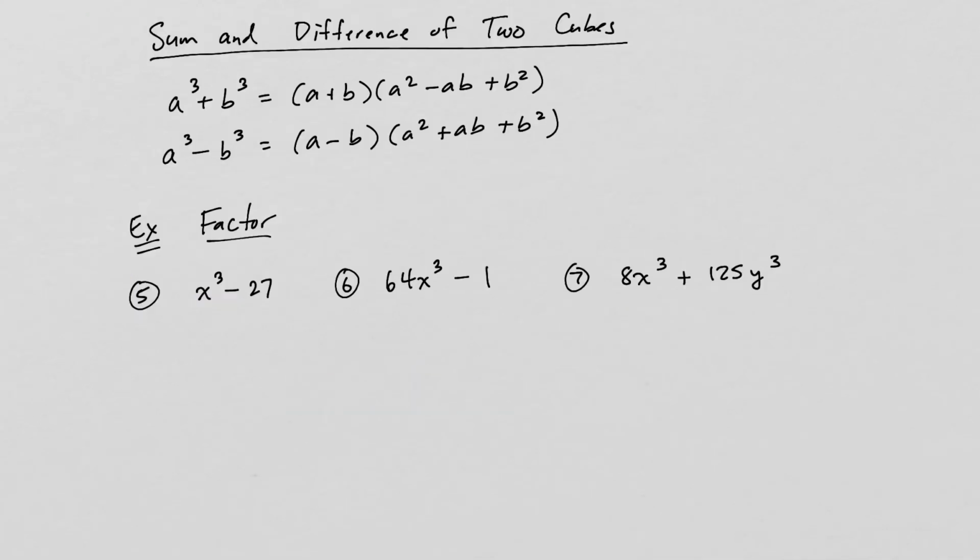So the final factoring technique I want to talk about is the sum and difference of two cubes. And this is the hardest one, I think, because it's the longest formula. But I'm going to try to give you a way to think about it that's a little bit simpler. So if you have the sum of two perfect cubes, a cubed plus b cubed, it factors as the product of a plus b times a squared minus a times b plus b squared.